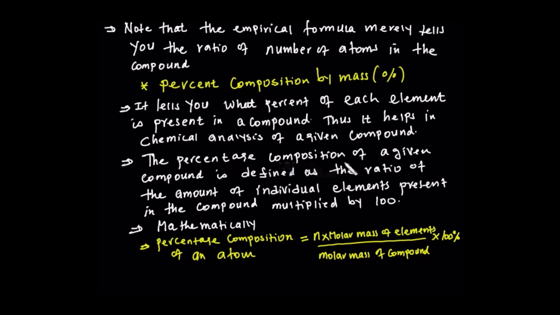The percentage composition of a given compound is defined as the ratio of the amount of individual elements present in the compound multiplied by 100. Mathematically, how do we express the percentage composition of an atom? As you see here, it is n times the molar mass of the element divided by the molar mass of the compound, times 100%.